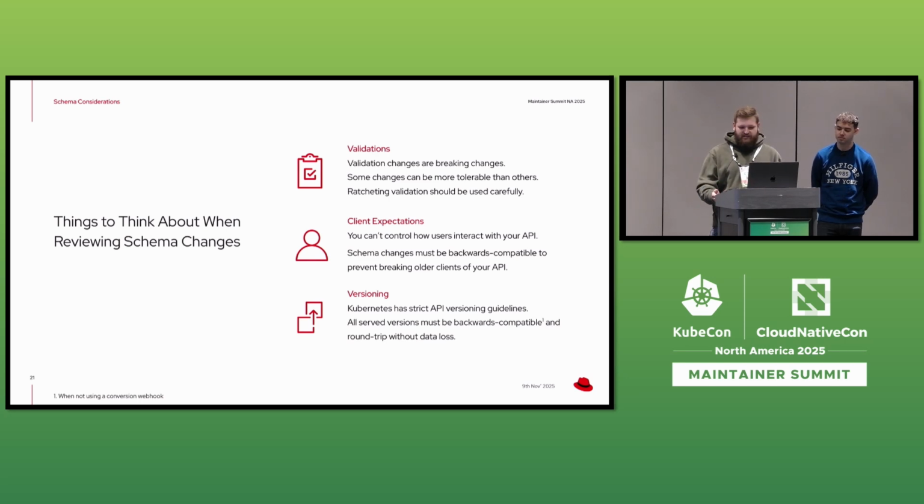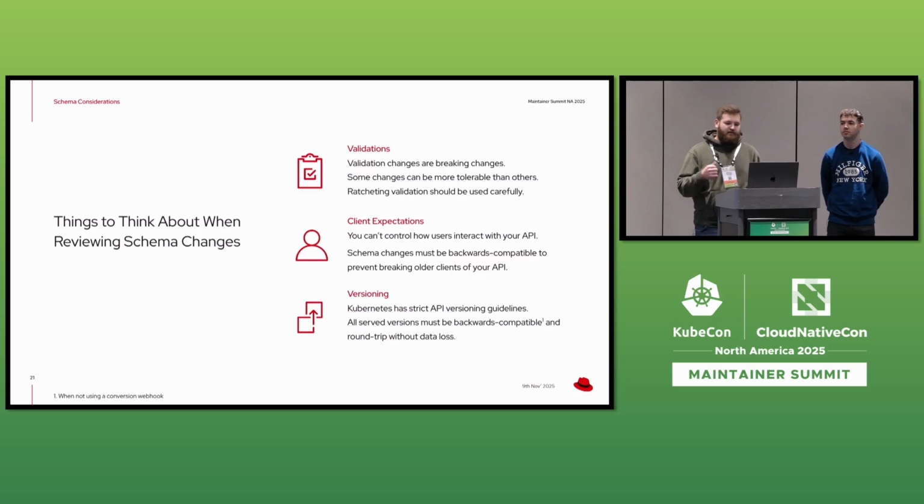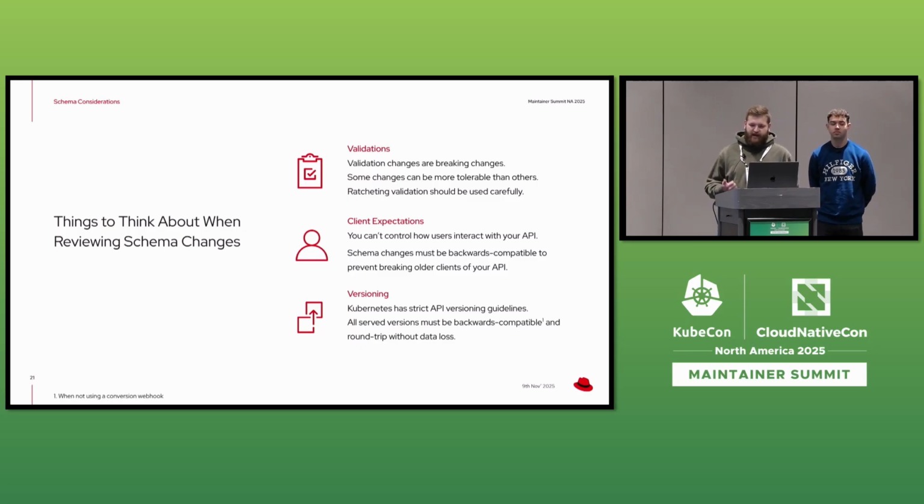There is ratcheting that now exists in Kubernetes. You should use it carefully. Ratcheting is not a cure-all, but it can be helpful if you do need to tighten your validation. You need to think about your client expectations. Once your API is out there, you're not going to control how your users interact with your API. You can provide suggestions, but once it's out there, users will use it how they want to use it and whatever their workflows are. Schema changes generally need to be backwards compatible and prevent breaking older clients of your API.